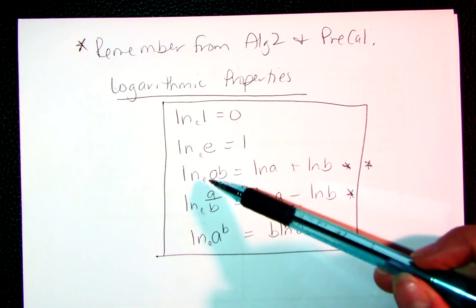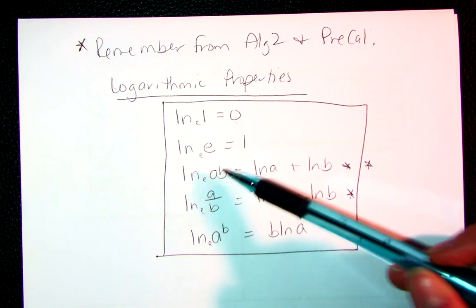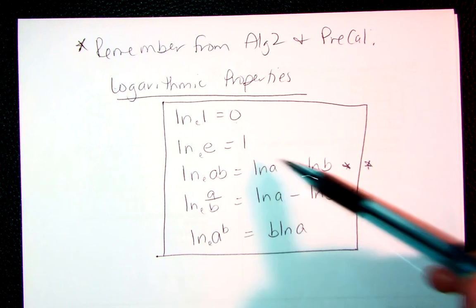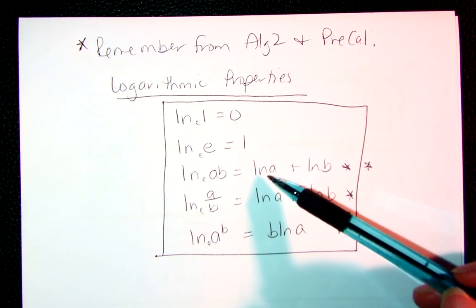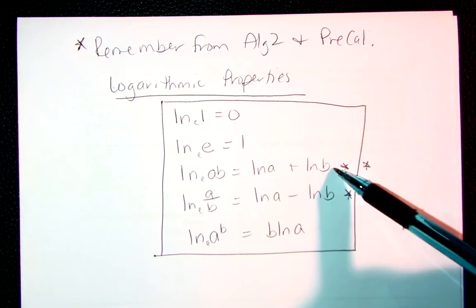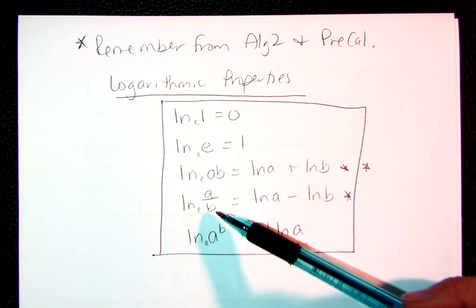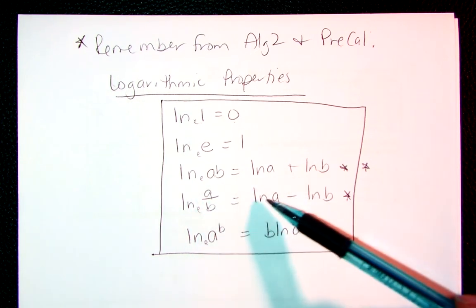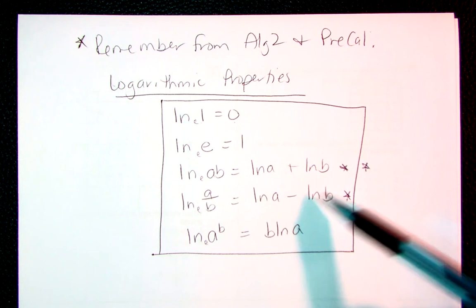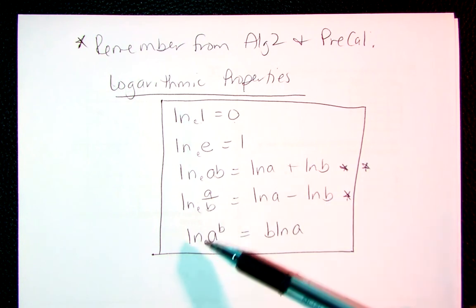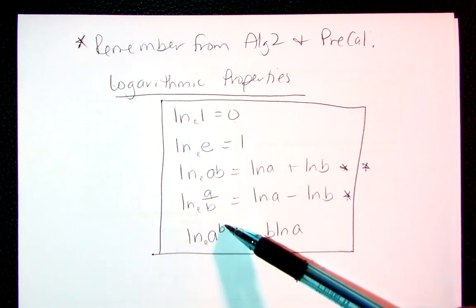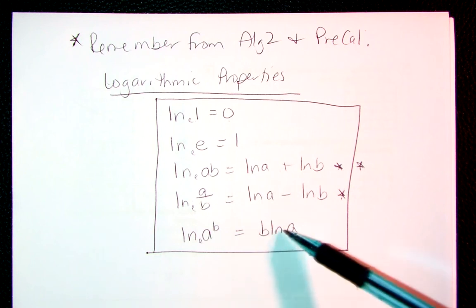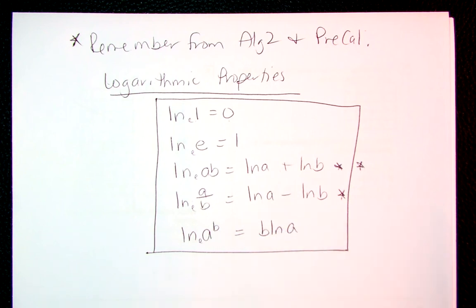The natural log of a times b. There is the multiplication rule, where I can separate that with a plus sign and give each one its own natural log with the same base. Natural log of a plus natural log of b. This is the one we just used with the square root. Natural log of a divided by b is the same thing as natural log of a minus natural log of b. And this is the power rule. Natural log of a to the b power, I can bring that power down. That's equal to b times the natural log of a.